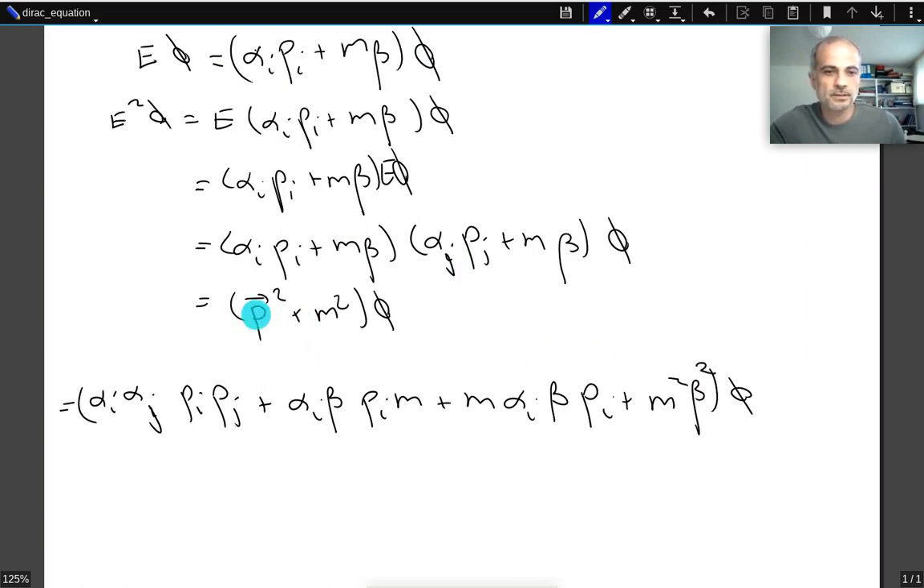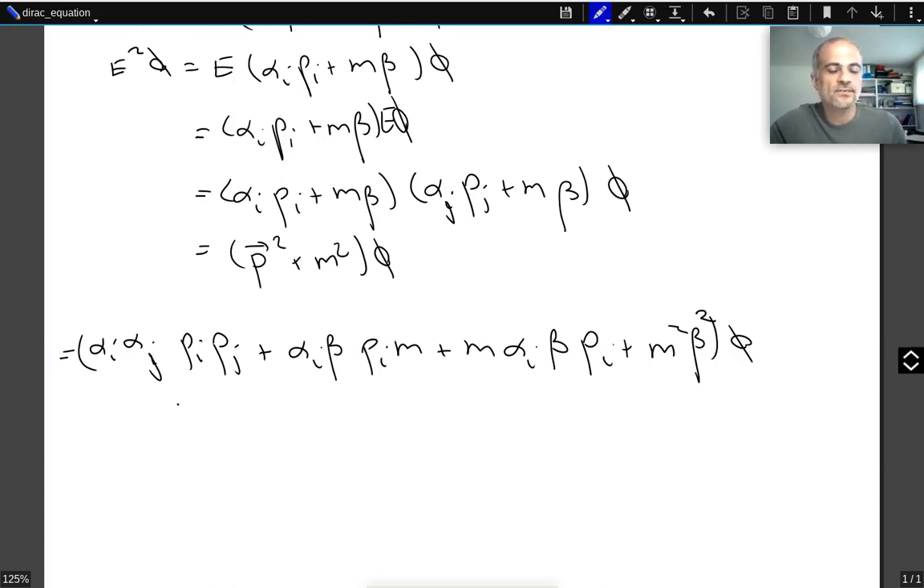Now, if you compare this line, because we want this line to be equal to this line over here, you see in this line there are no linear terms in p i, so the linear terms in p i appearing here should disappear. And that is only possible if alpha i beta plus beta alpha i is equal to 0. Here I made a mistake. This term is this times this one, so beta comes first.